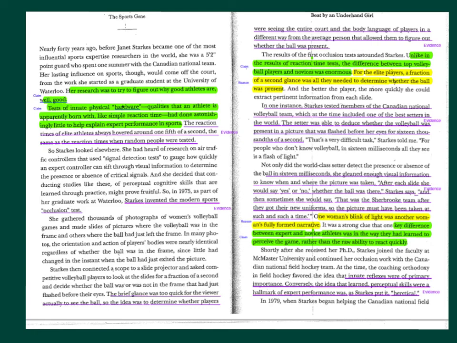In case it's not clear, just look at the first example. The claim was tests of innate physical hardware qualities that an athlete is apparently born with, like simple reaction time, had done astonishingly little to help explain expert performance in sports. So the evidence to prove that was that the reaction times of elite athletes always hovered around 1/5 of a second, the same as the reaction times when random people were tested. All right, I don't want to have to read through all of these for you, and I actually didn't find any on the next page. So the ones that you see on these two pages are the only ones that I found and underlined.